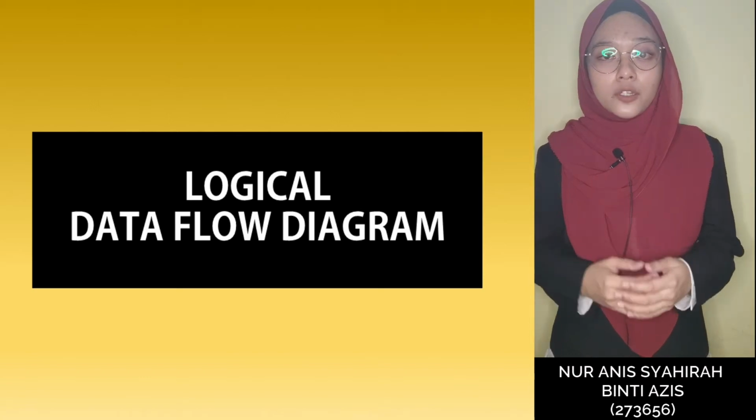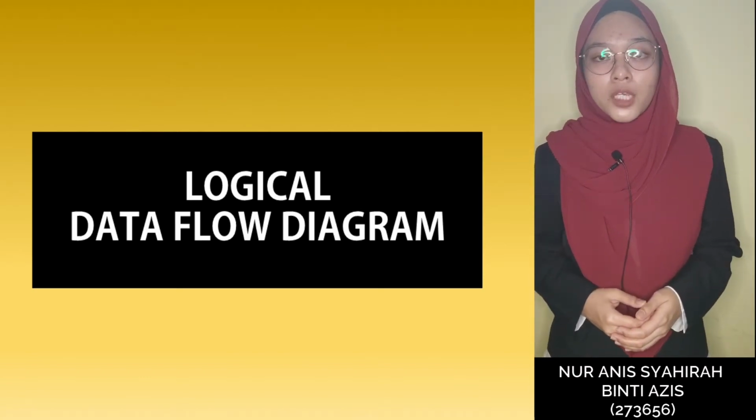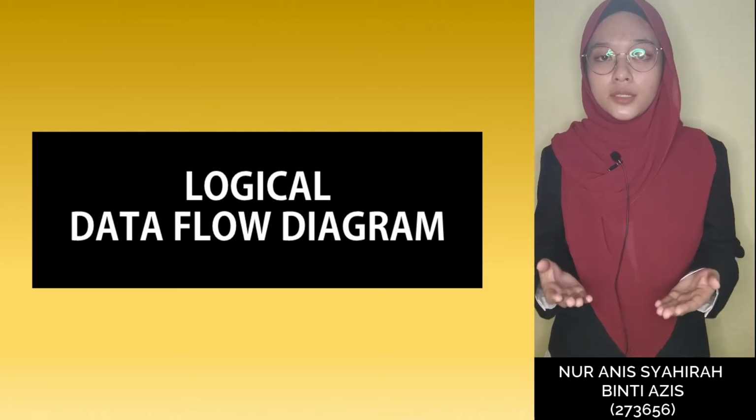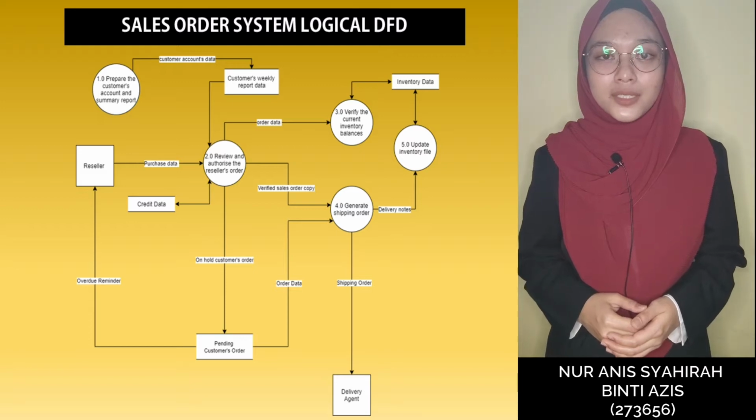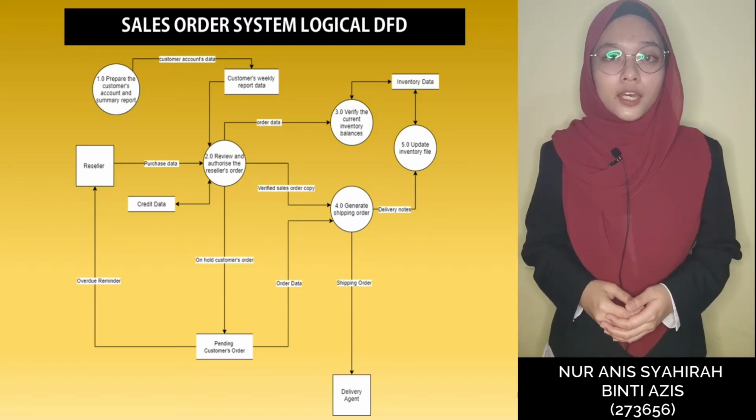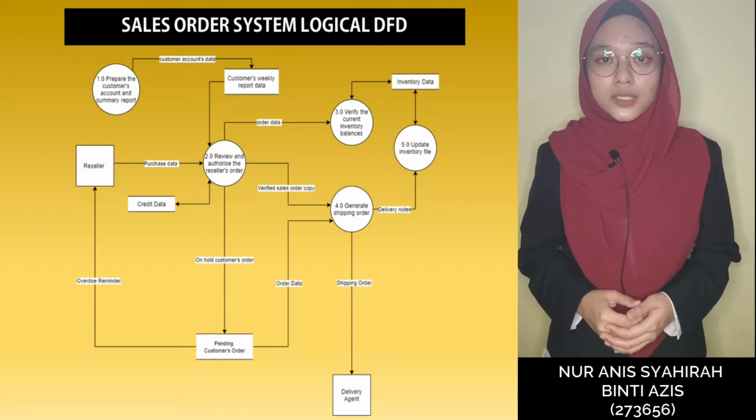I will present about the logical data flow diagram. Logical data flow diagrams tell the processes that happen in a system. As for the first one, I will present about the sales order system. There are 5 main processes in the sales order system.